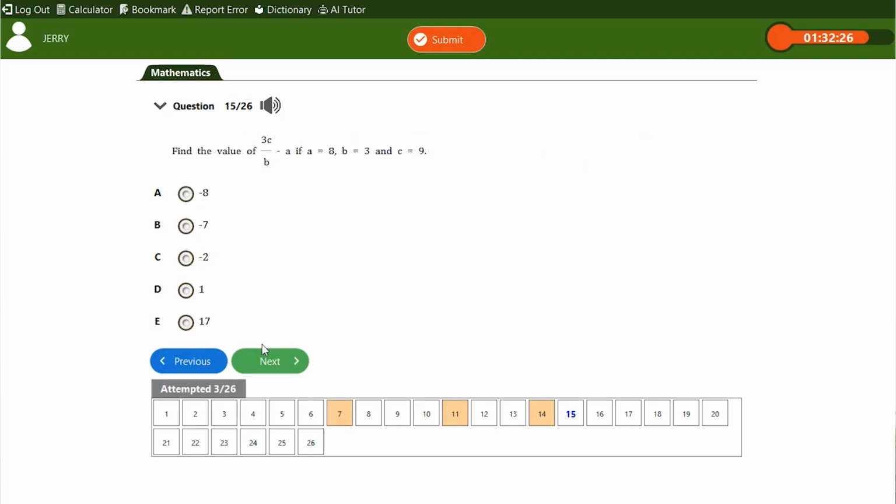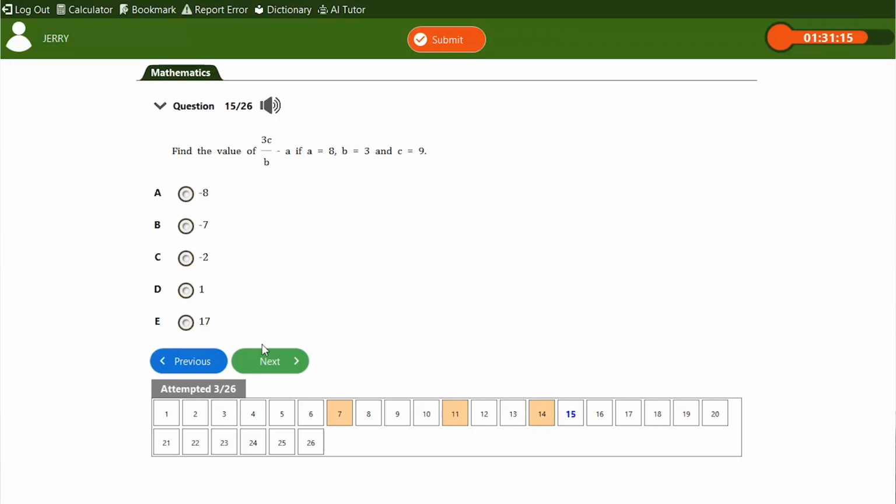In algebra also, we can have variables with their quantities given, and they expect us to substitute them in the term or the expression that we are given. So let's look at this question. They said find the value of 3c over b minus a. They said, find the value of this expression now.